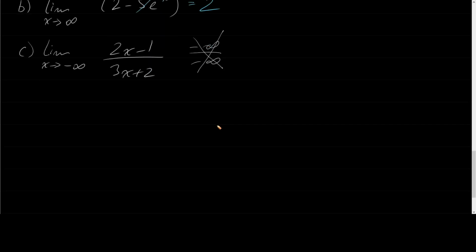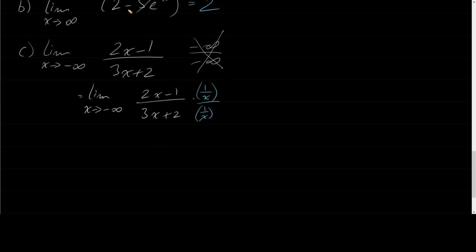Well, let's see. There are two things we're allowed to do to any math problem. Those two things are add 0 and multiply by 1. In this case, we're going to multiply by 1. And the one that we're going to multiply by is 1 over x over 1 over x. And why did I choose 1 over x? Well, because x to the first power is the highest power of the denominator. So I want to divide by the highest power of x on both the top and the bottom.